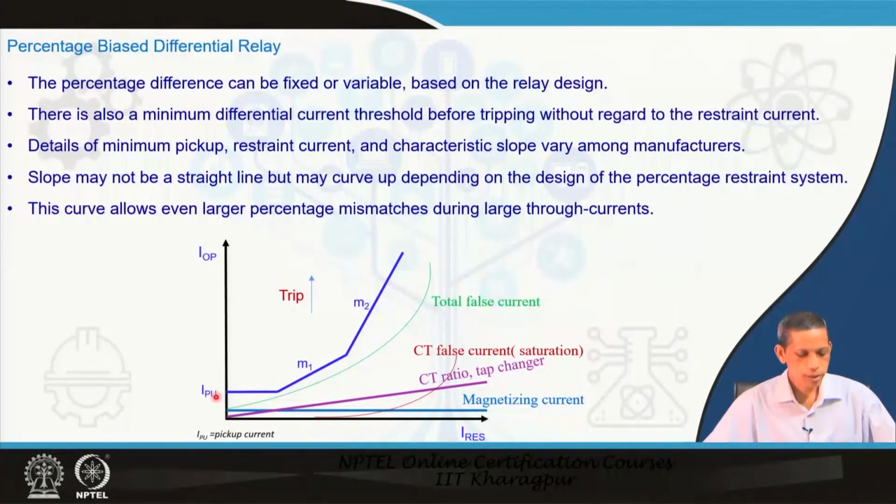The pickup value is decided by the spill current flowing because of the CT ratio mismatch, the magnetizing current and so on. This is the considered minimum current above which the trip option can be triggered. Anything above this curve is a trip decision, and below this is the restraint option.